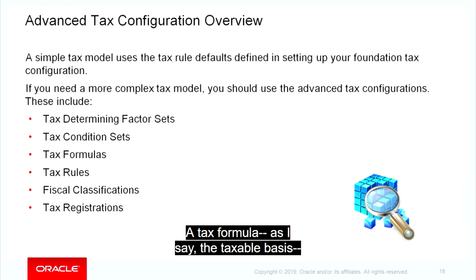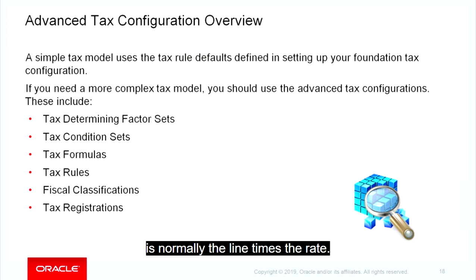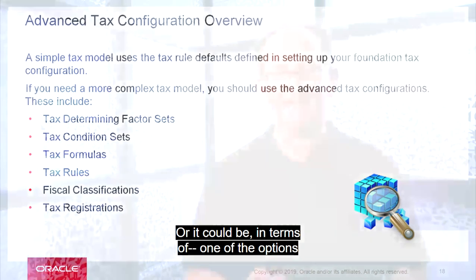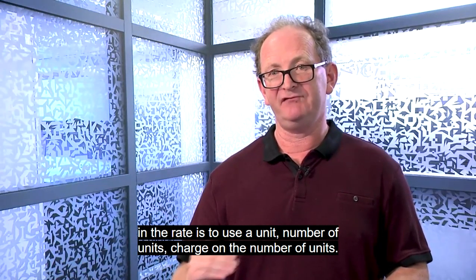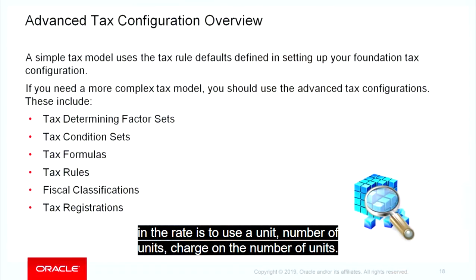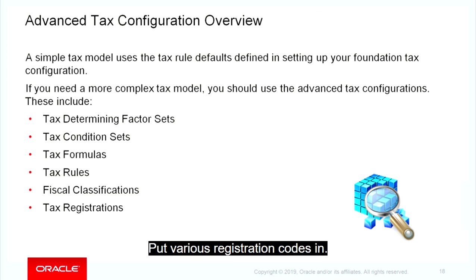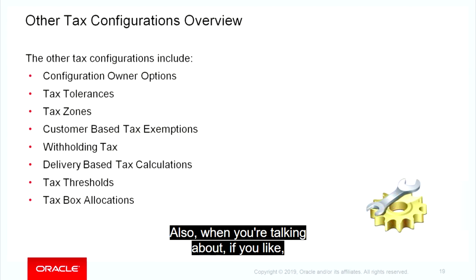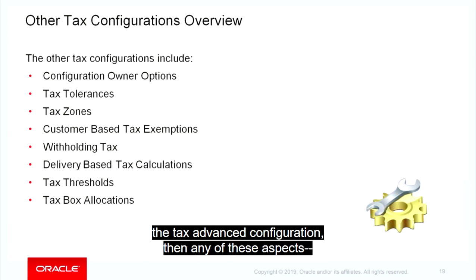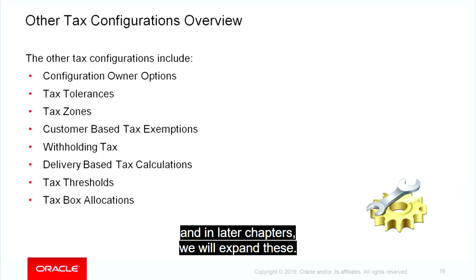The tax formula, as I say, the taxable basis is normally the line times the rate, or one of the options in the rate is to use a number of units, a charge on the number of units. If you don't like any of those tax formulas, you have the ability to put in your own formula. And again, with tax registrations, you can play with the first party, the third party and custom suppliers, and put various registration codes in. Any of these aspects of the advanced configuration, in later chapters we will expand on.